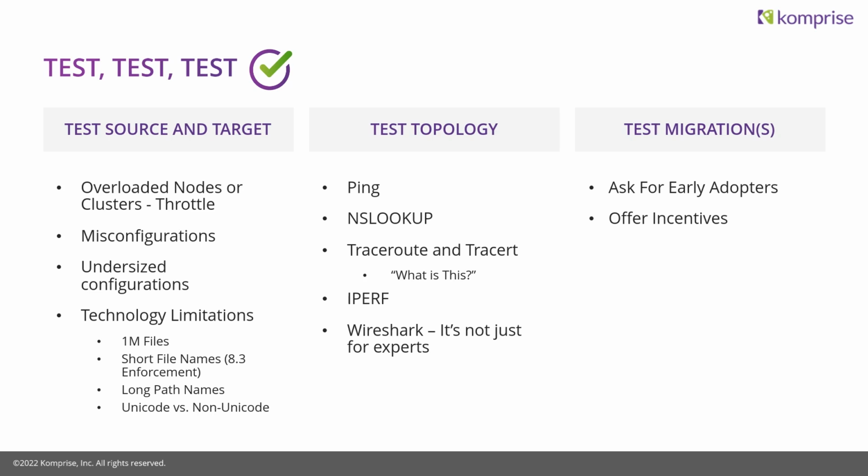If you want to get even more in depth, then you can take that Wireshark trace that you have because you're having issues and hand it off to your network team, hand it off to your expert to say, hey, what's happening here? And then finally, test your migrations, ask for early adopters, offer incentives. That way you know what you're going to run into when you get further along in the migration plan.